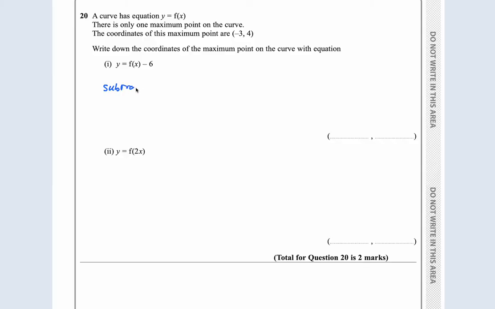Subtract 6 from the y coordinate, or coordinates. There's only one I care about. So the x coordinate stays the same, still -3. And I do 4 minus 6 is -2 to get the y coordinate. So it's -3, -2.